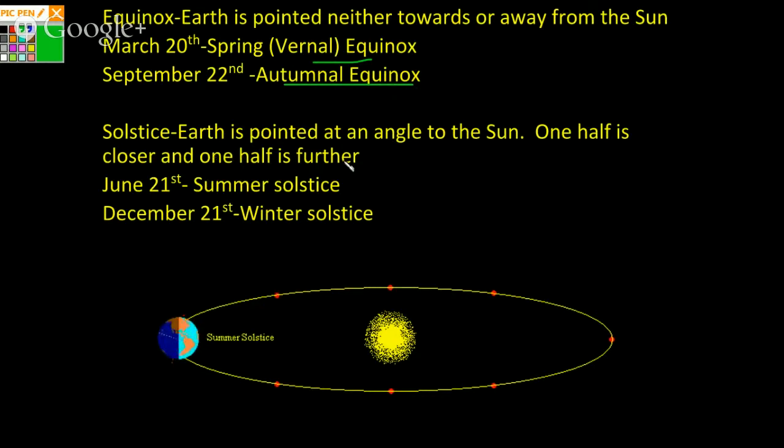The solstice is when the Earth is pointed at an angle to the sun. So in this situation, you just saw the summer solstice, June 21st, or the winter solstice, December 21st. So pay attention to these dates. You will want to know them. They, of course, indicate the start of spring, the start of fall, the start of summer, and the start of winter.